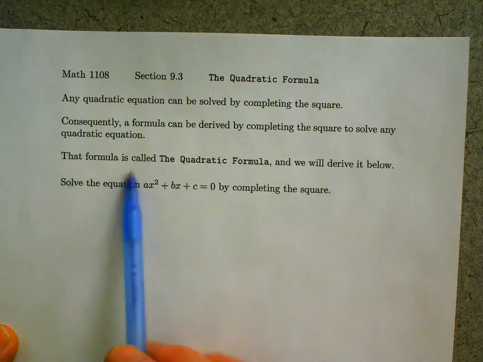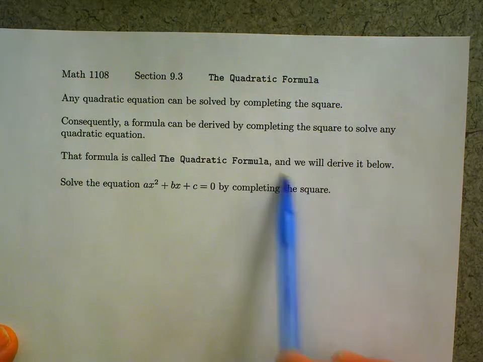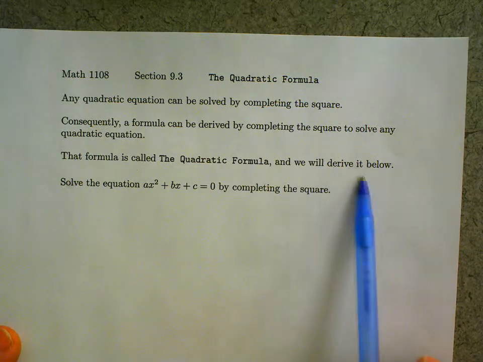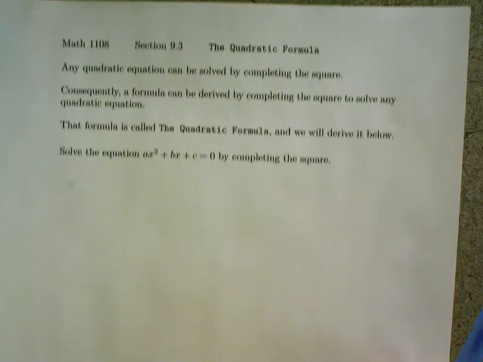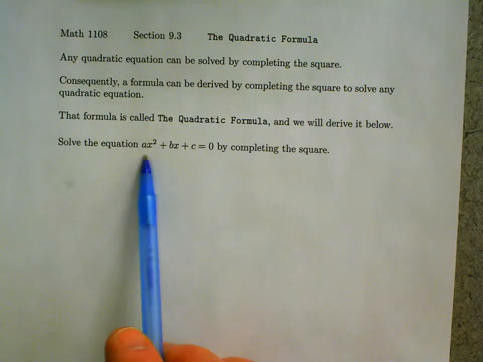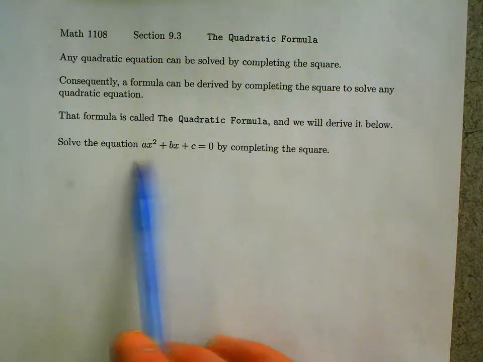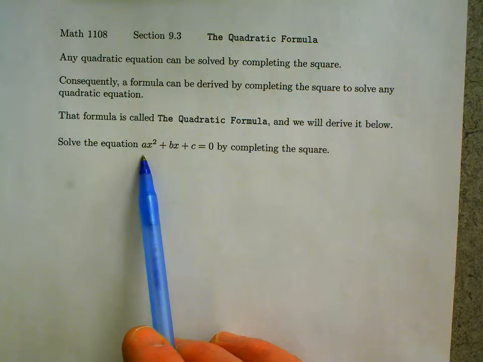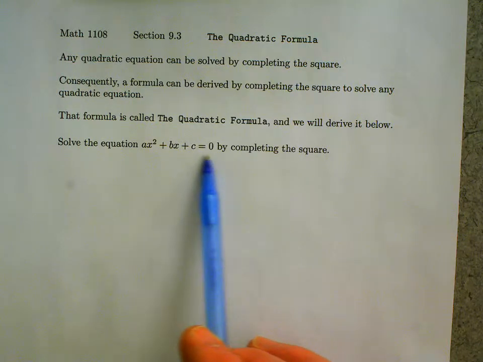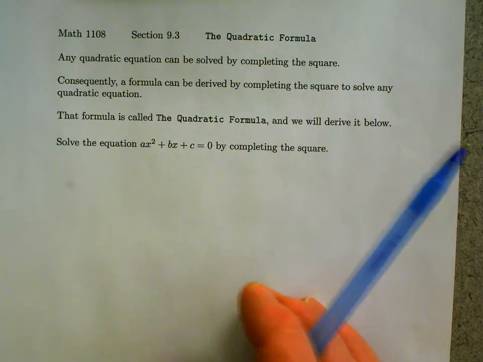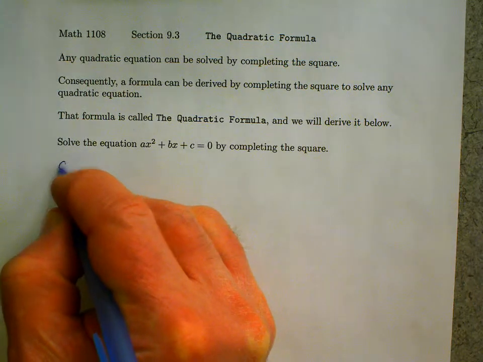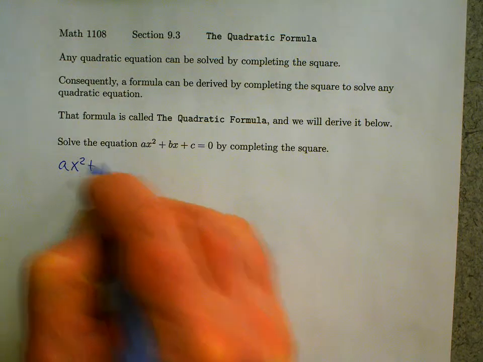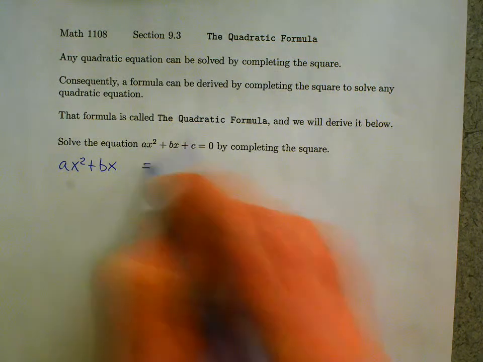That formula is called the quadratic formula. And we will derive the quadratic formula in the space below. So we just proceed like we did in the examples from section 9.2. Ax squared plus bx plus c equals 0. So step 1, we subtract c from both sides. We get ax squared plus bx equals negative c.